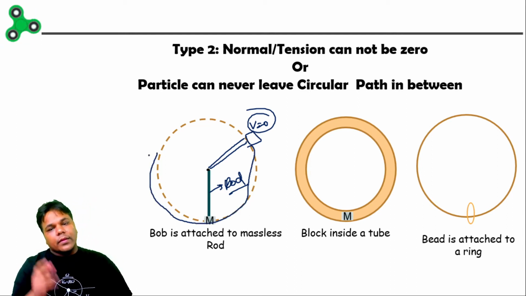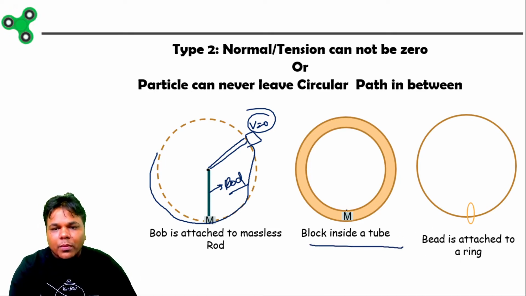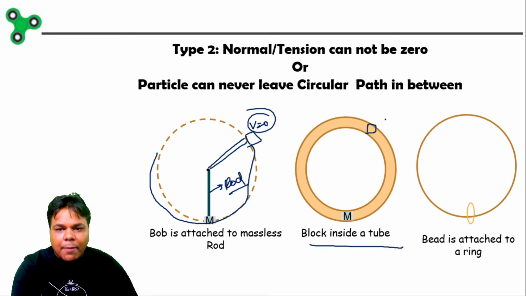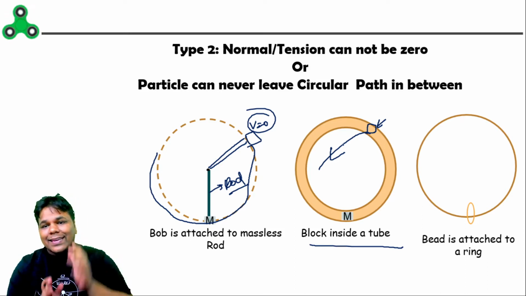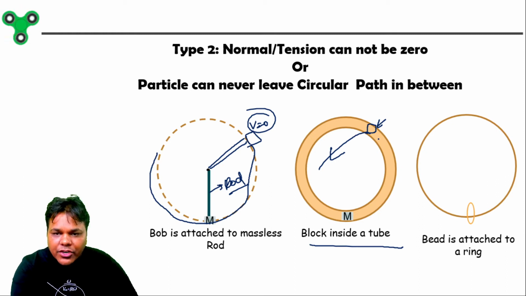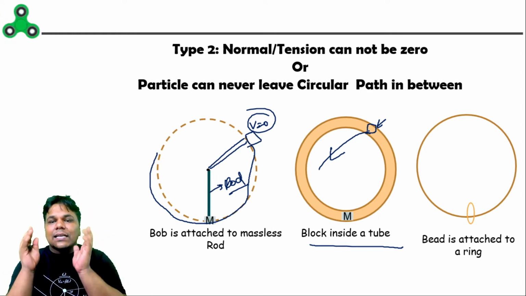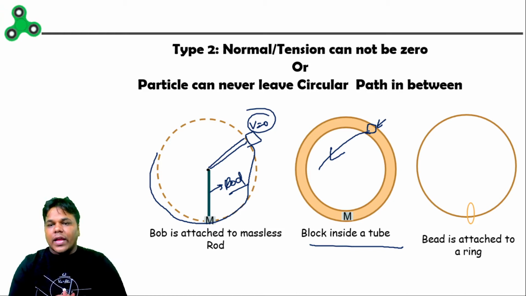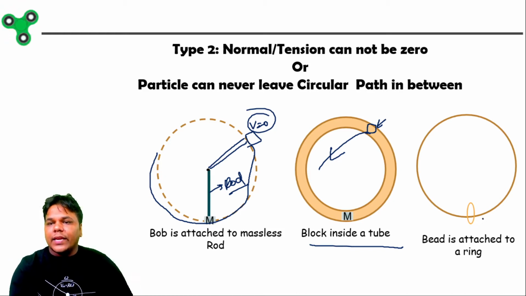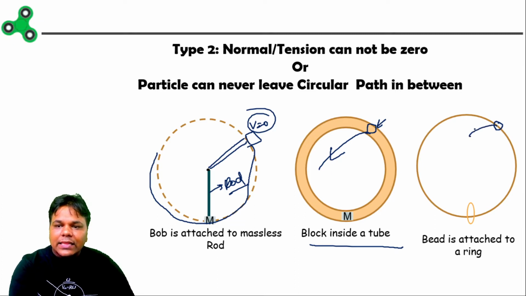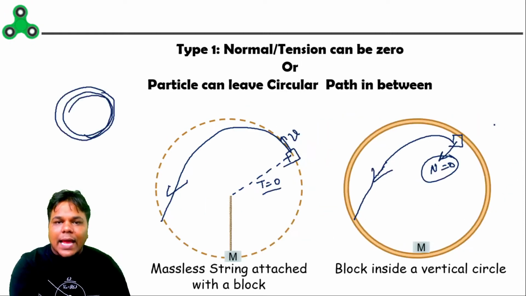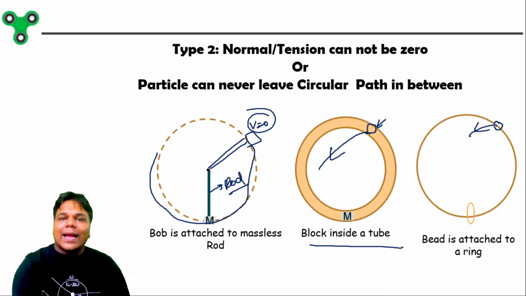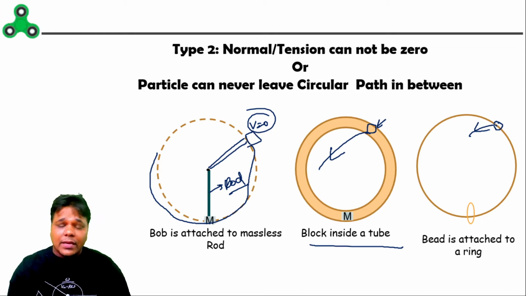Okay, one more point. Block inside a tube. As you can see, even if the normal applied by this surface is zero, the block cannot exit out of the tube. The reason is because there is a tube wall which is keeping the block inside it. Okay, one more example, a bead attached to a ring. Suppose there is a bead, and again the bead cannot leave the circular path. Okay, so we have two types of case. Type 1, normal or tension can be zero, and type 2, normal or tension cannot be zero.